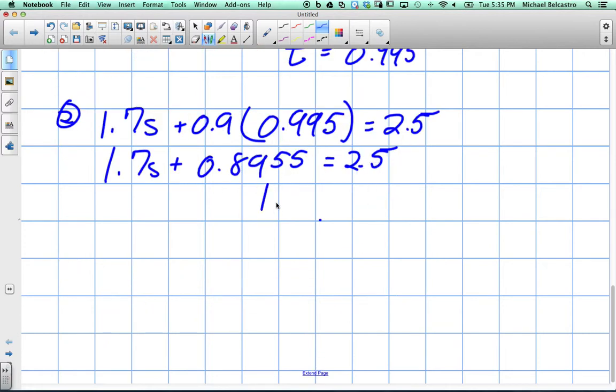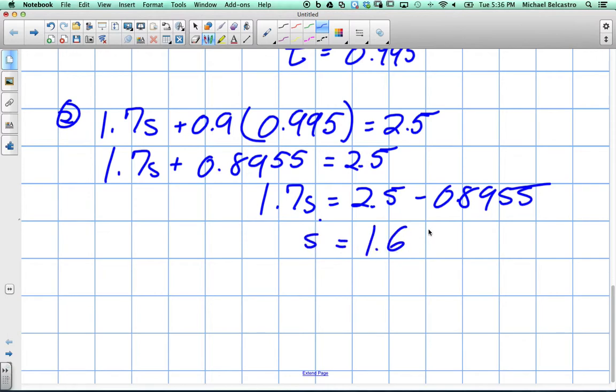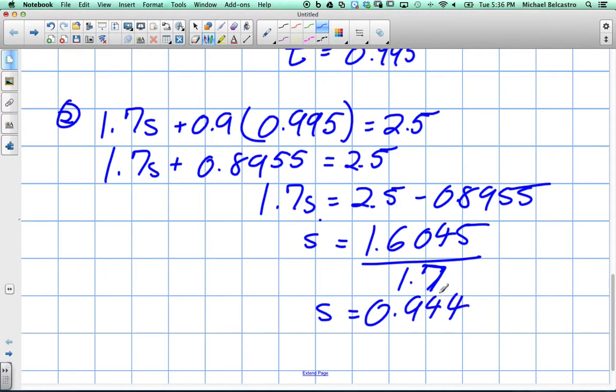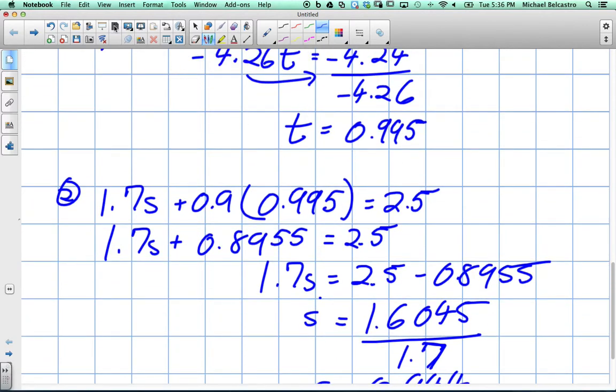2.5 subtract that value. 1.7s. 2.5 subtract 0.8955. What do you get there? 1.6045. Great. And then we have to divide that by 1.7. So our s value should read 0.944. Excellent. Okay, so we have a t and an s.